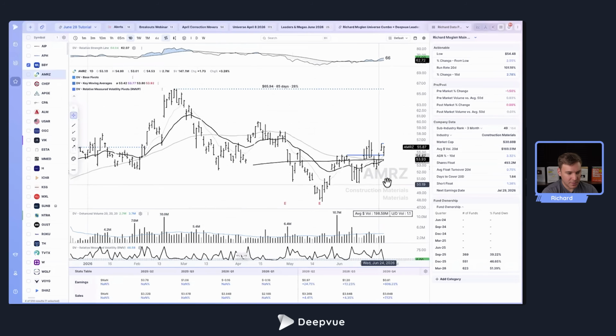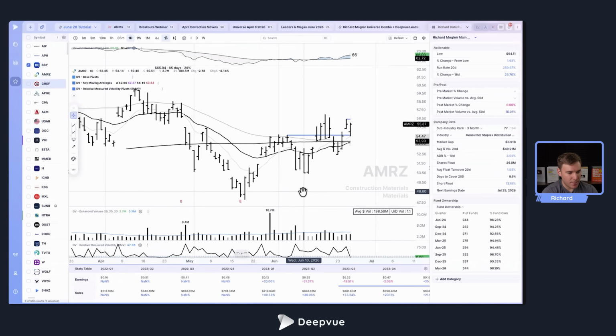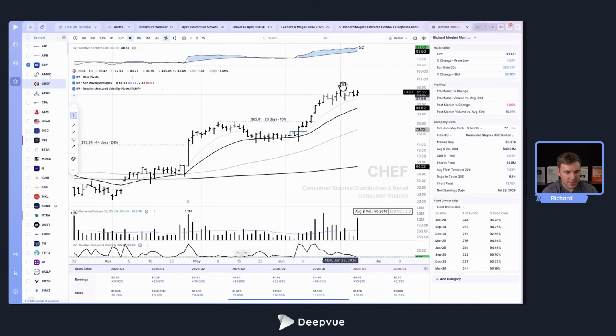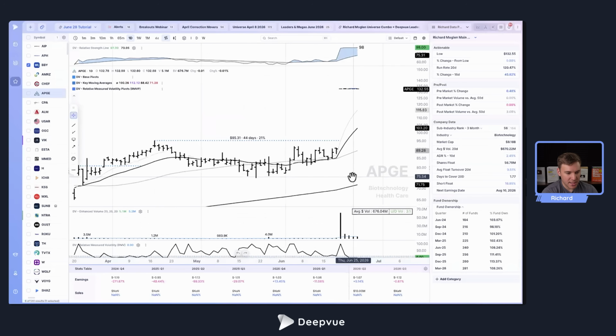AMRZ, I think there's just better opportunities. Chef, not tight enough on the 10 EMA. Good actionable. This is automatically drawn, by the way, this range pivot here. Nice outside day. This has been a great spot, but not my style. Just a buyout here.